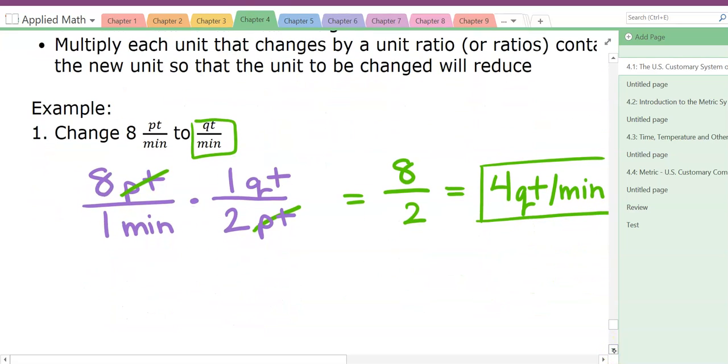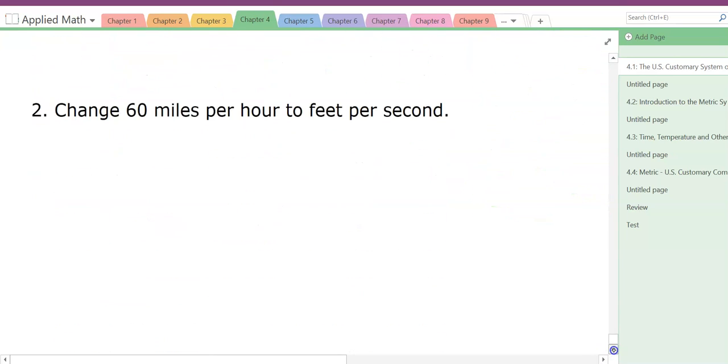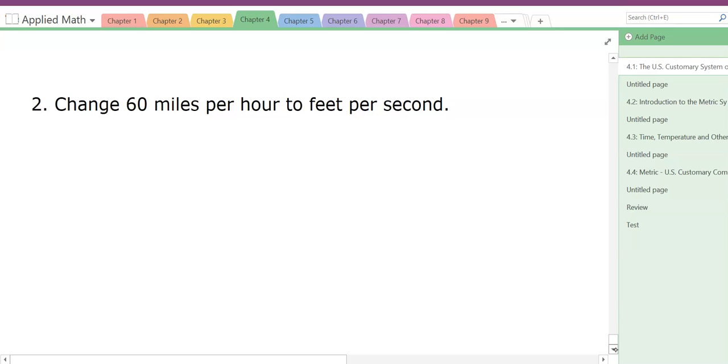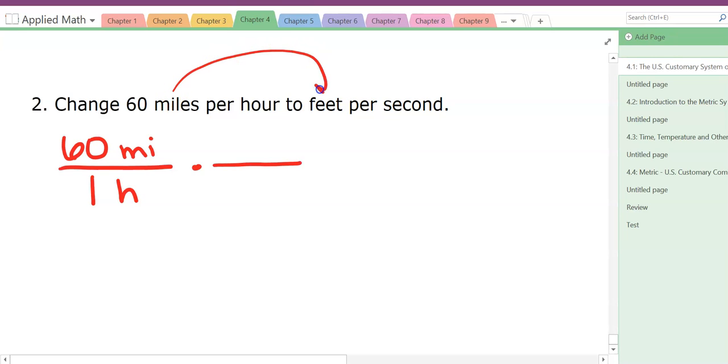All right, last one on here. Number 2 says change 60 miles per hour to feet per second. So we're going to start with 60 miles over 1 hour. So we need to set up a couple of fractions here because we've got to get miles to feet, hours to seconds. What do you guys want to change first? You guys want to change miles or hours? Hours? So let's get hours to seconds.